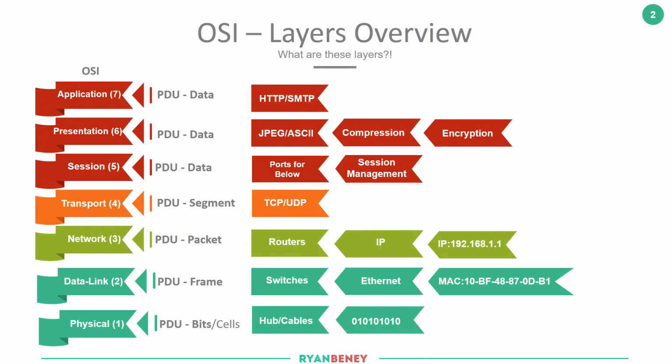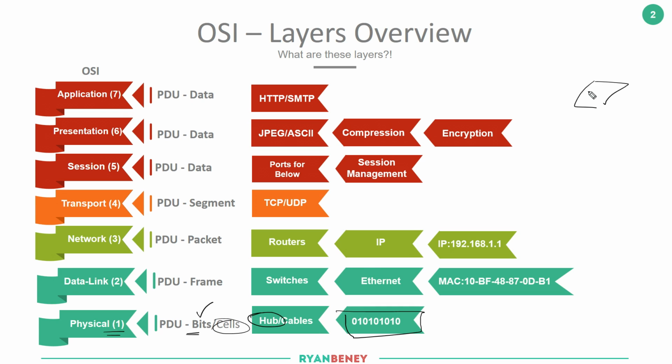Last but not least is the physical layer, layer 1. Physical layer is essentially the bits. It's sometimes referred to as cells, but primarily it's referred to as bits. So when we think of a PDU, we call it a bit. We still have devices that run at layer 1. In this case we have a hub.